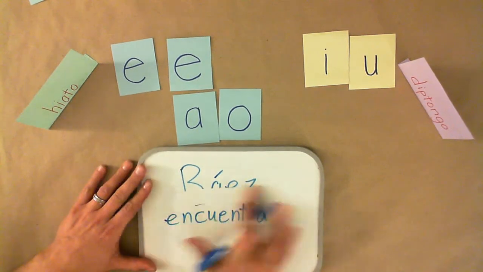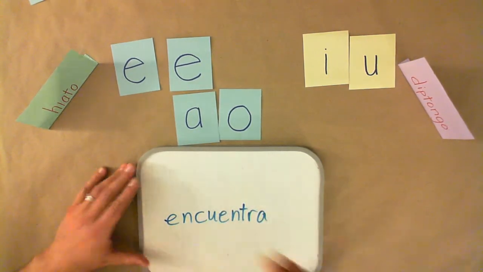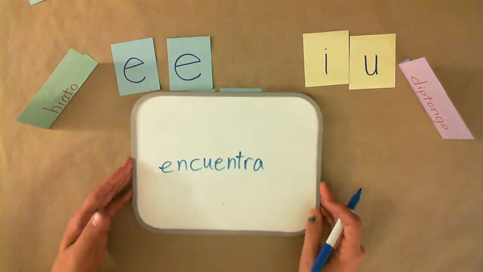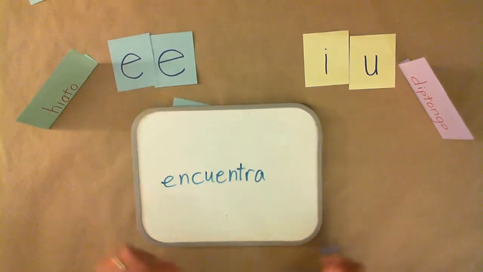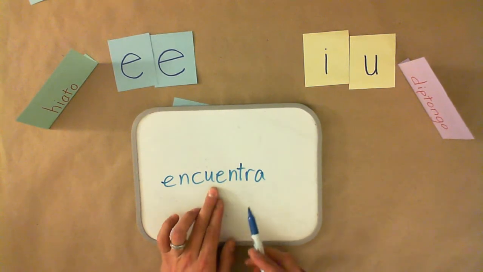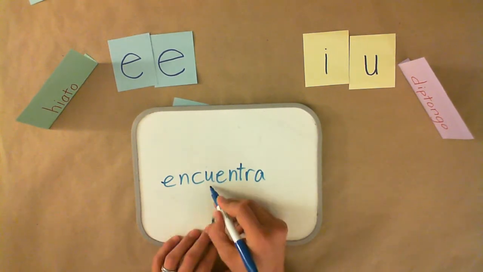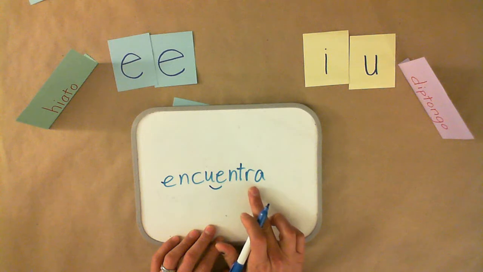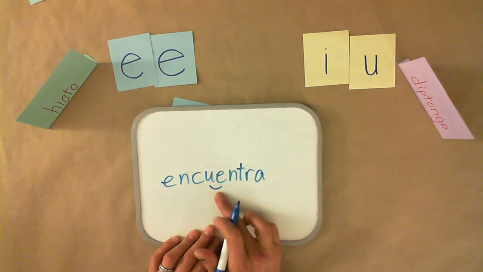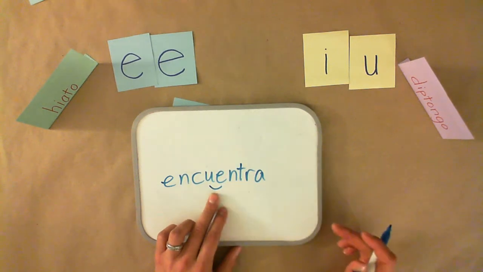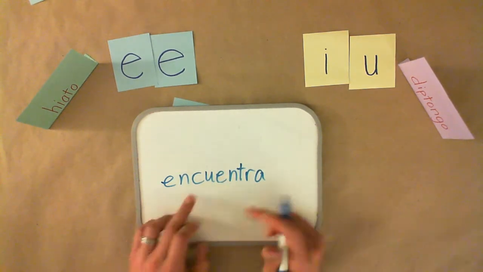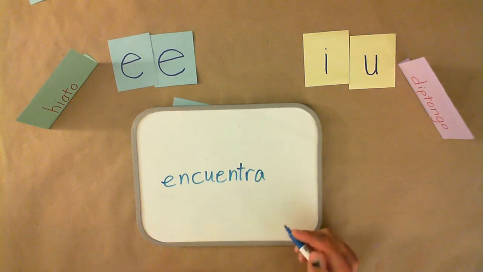Encuentra. Find. Encuentra. Which syllable is this one? The we. We is a diphthong. So we have tra, quen, and en, counting from the back. So this is the second one from the back. It means it's grave, and it ends with a vowel, so we do not need an accent mark on it.